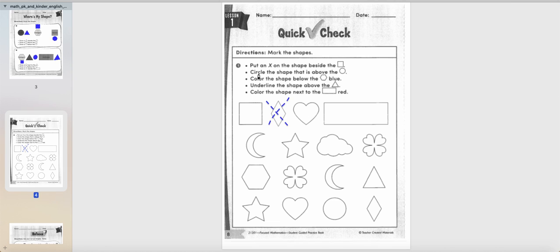Okay, next it says circle the shape that is above the circle. Can you find the circle? Yes. So above means on top of. So on top of the circle we have this shape here that looks like a moon. We're going to circle it.